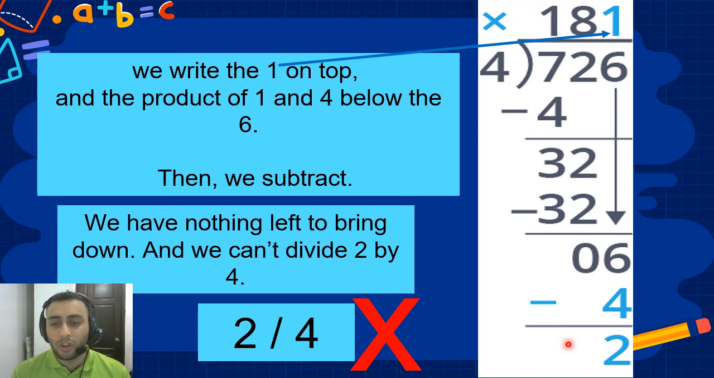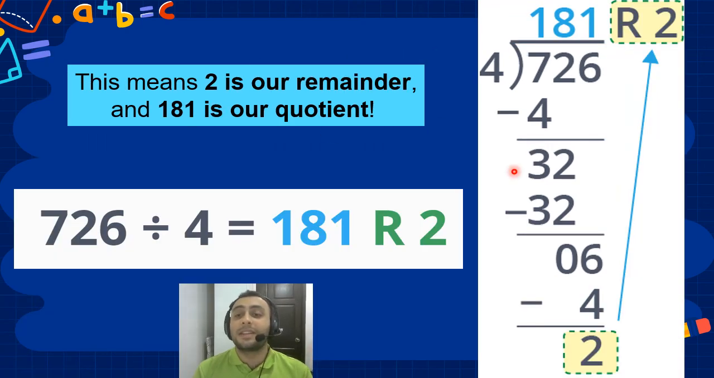So what do we do? We have 2 down here and 4. We don't have any more digits to bring down. This means that we are done. This means that this 2 is our remainder. This is our remainder. And 181 is our quotient, remember? So, 726 divided by 4 equals 181 with remainder of 2, or R2.